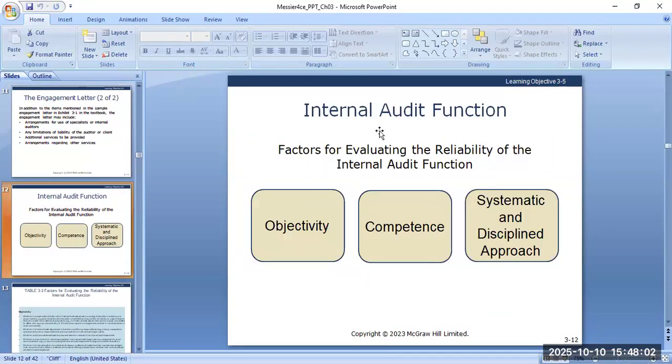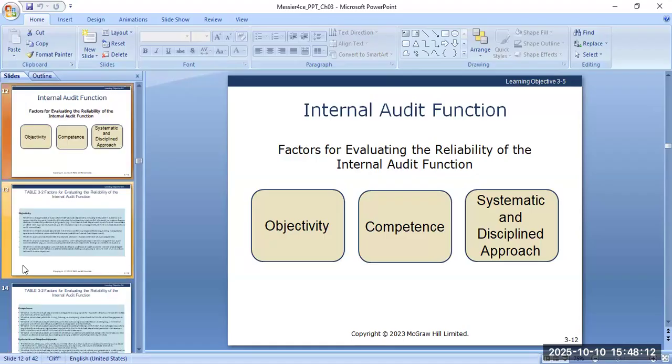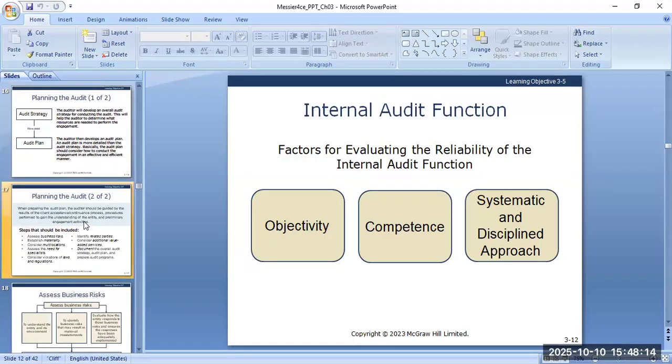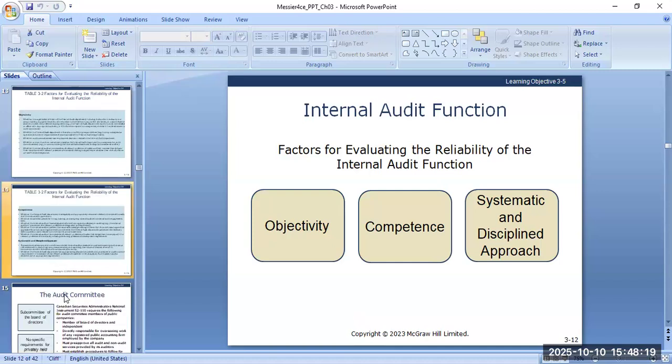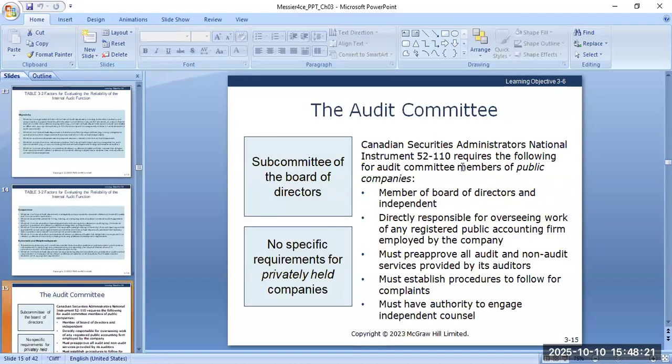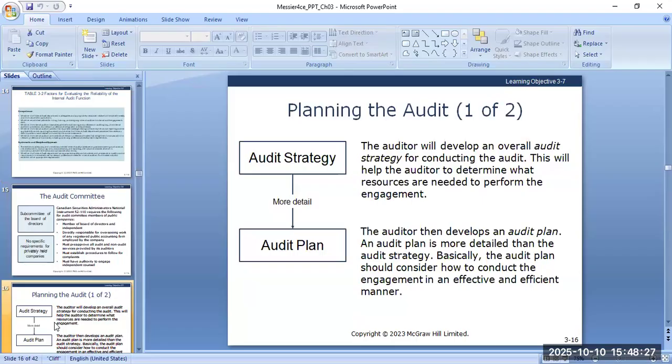So we're going to check the internal audit. Is this internal audit functioning appropriately by having objectivity, competence, and a systematic, disciplined approach? And then we're going to check the audit committee. Is the audit committee within the requirements? Once we do that, then we're going to start applying the audit.